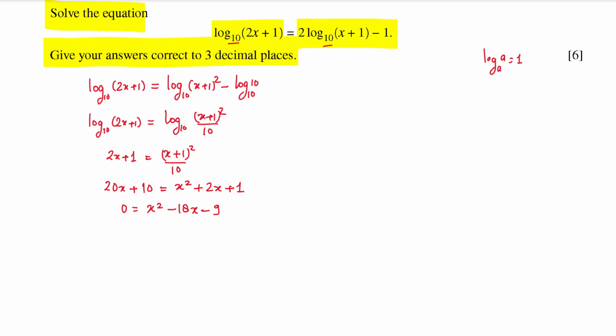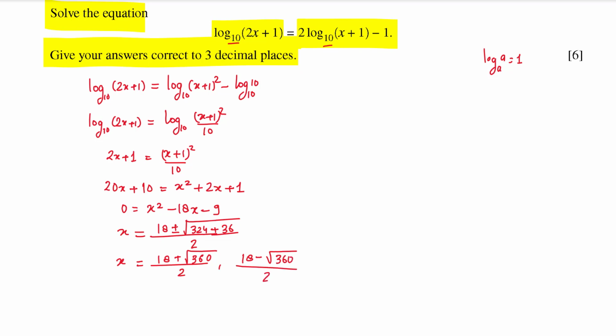So we are going to use the quadratic formula: x equals minus b, so plus 18, plus minus square root of b square, 324, minus 4 times, so minus 9 is there, so plus 9 into 4 is 36, over 2a, that is 2. Then we are left with two values of x: 18 plus root 360 over 2, or 18 minus root 360 over 2, and then we'll write our answer from calculator directly.